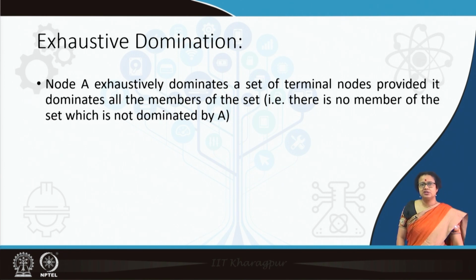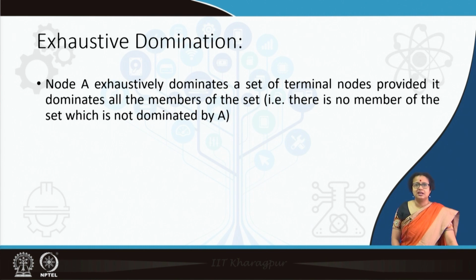There is also a notion of exhaustive domination. What do we mean by this? We can define it in the following manner. Node A exhaustively dominates a set of terminal nodes provided it dominates all the members of the set. For example, there is no member of the set which is not dominated by A. So, if the entire set is dominated by something, then we can talk about exhaustive domination. So, it is only in relation to a set.